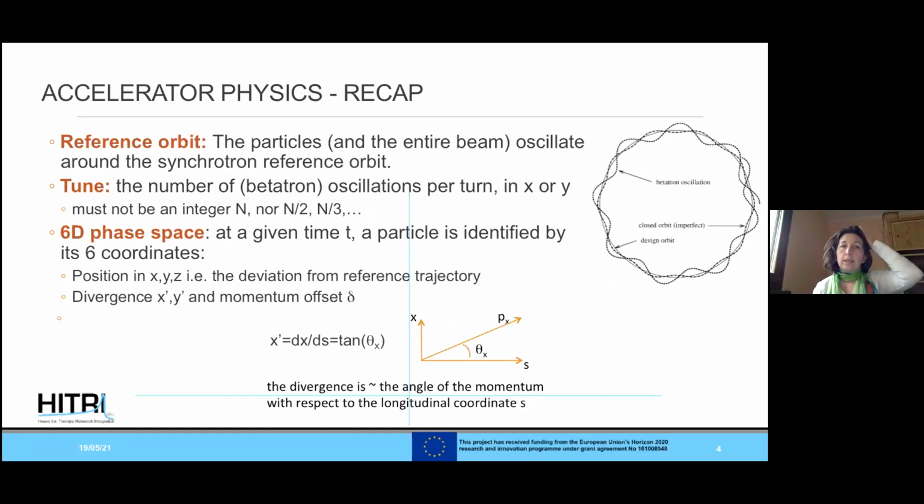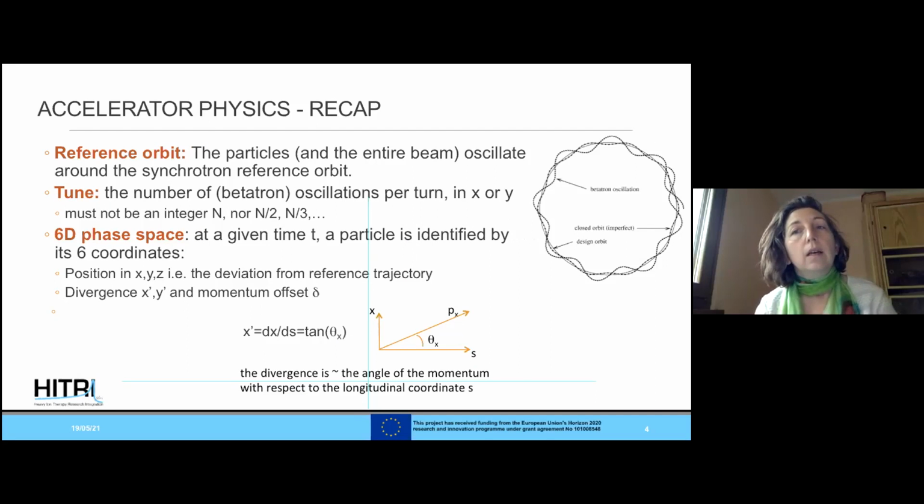Then, to describe the beam or the particles, you work in a 6-dimension phase space. So you describe the beam with the 3 coordinates, x and y in the transverse plane, and z. And these coordinates are the deviation with respect to the reference trajectory. Reference trajectory is your circle in the machine. You compute deviation from that.